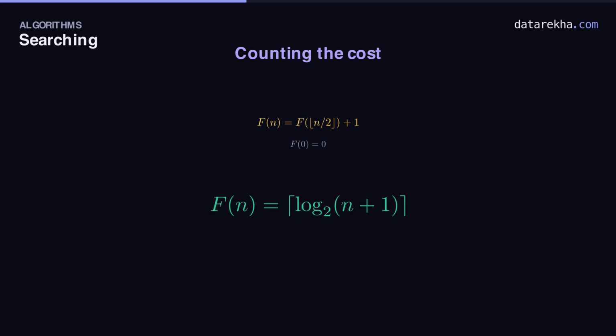That gives a clean closed form. f of n is the ceiling of log base 2 of n plus 1. The plus 1 and the base 2 both matter for an exact count.